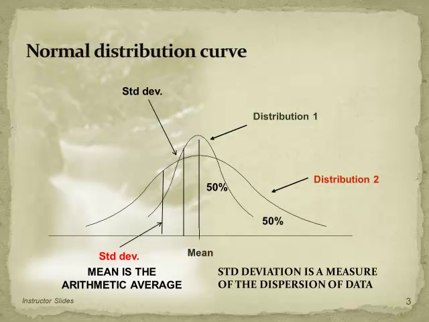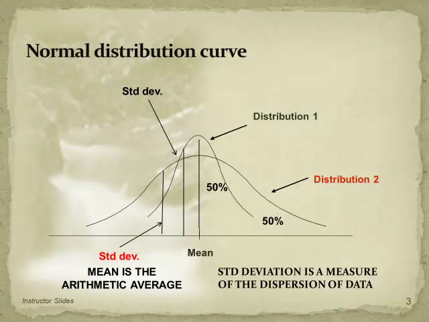So once again, the primary things I want you to get out of this slide is that the normal distribution curve is perfectly symmetrical around the mean. 50% of the data falls on one side, 50% of the data falls on the other side of the mean. The standard deviation is a measure of how spread out the data is. The greater the standard deviation, then the greater the dispersion of the data.